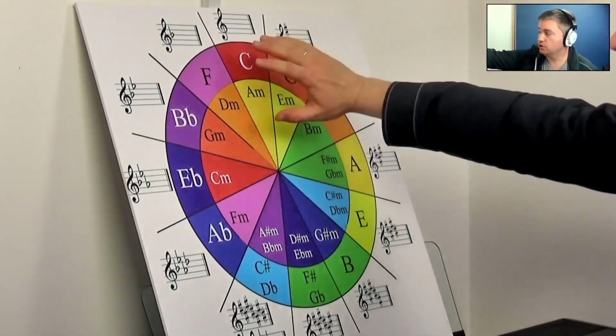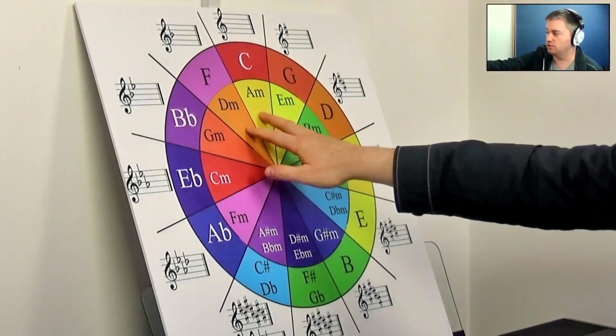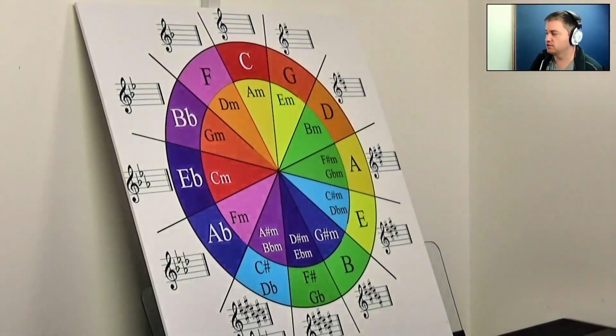With the minors, you do the same thing, but just swap them around. The minors become the inner circle and the main three, and then the outer ones become the alternatives, which adds variety to your composing. So there we go.